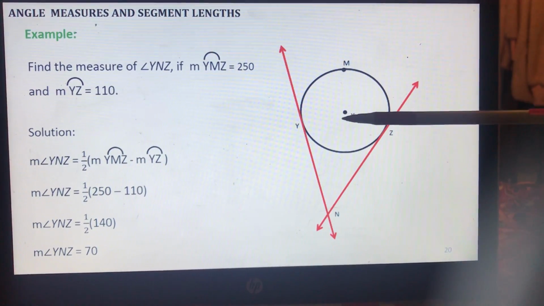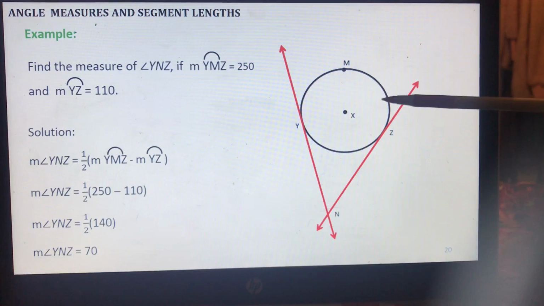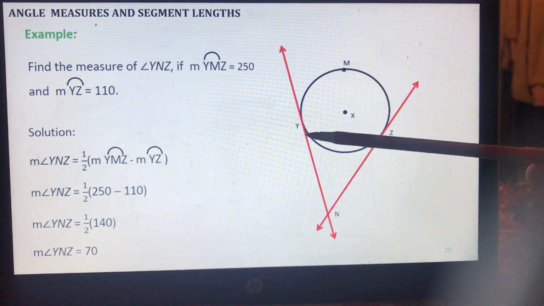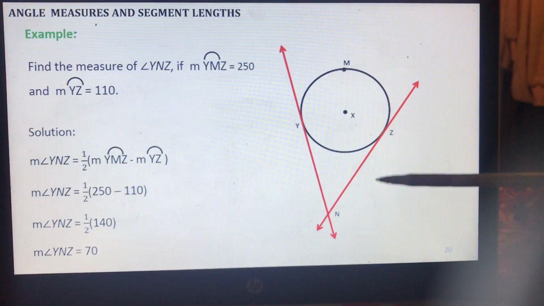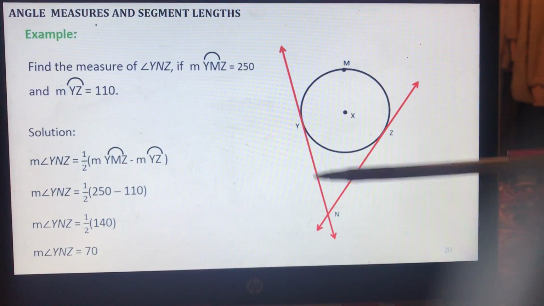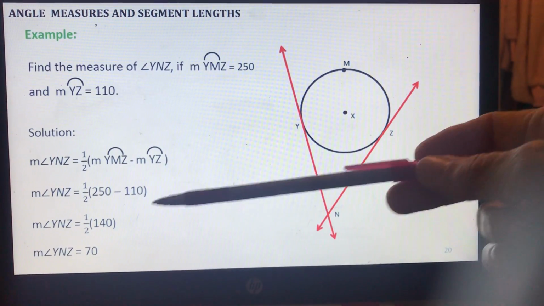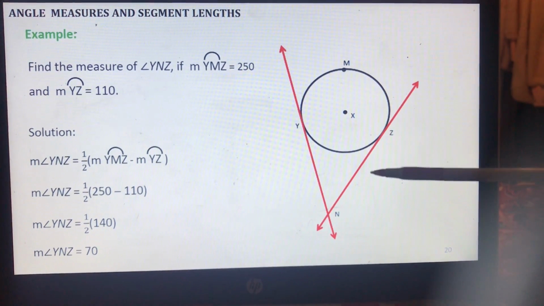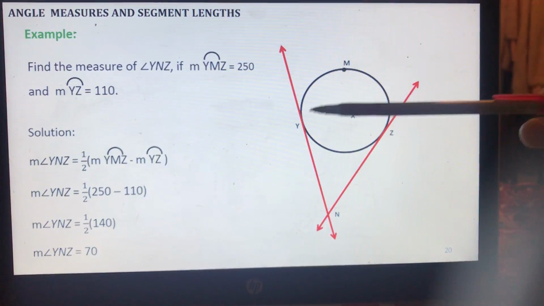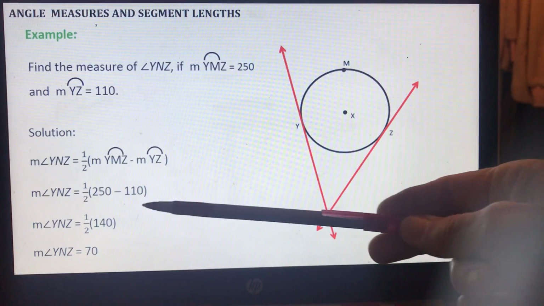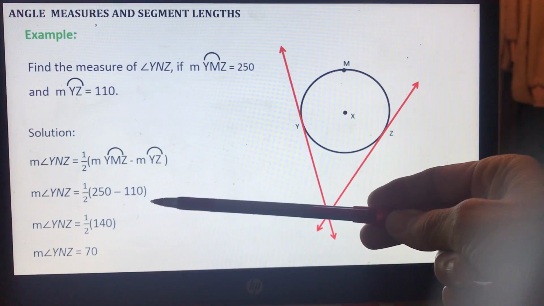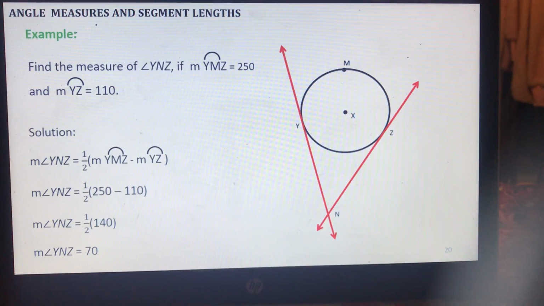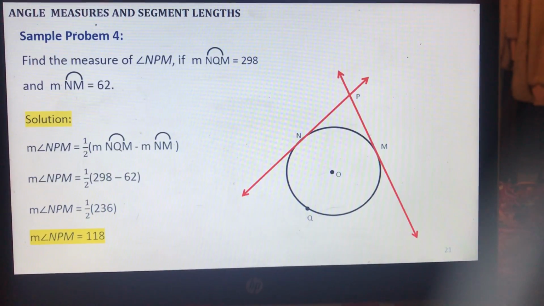So if the given measure for YMZ is 250, and the measure for YZ is equal to 110, you simply substitute the values. That means that the measure of angle YNZ is going to be 1/2 of the difference of the intercepted arcs, which is 250 minus 110, which is 140. So 1/2 of 140 is going to be equal to 70 degrees.